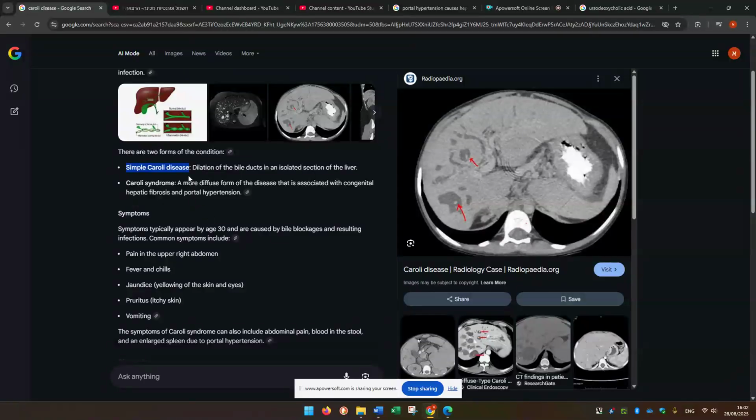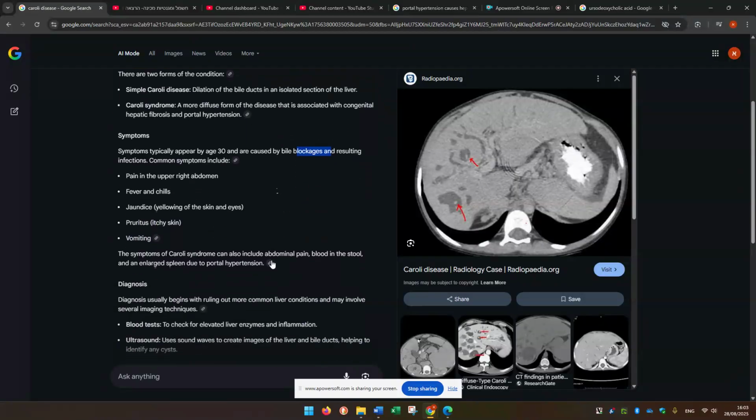Now, what are the symptoms? Again, simple Caroli can be totally asymptomatic, or it can be symptomatic. If it's symptomatic, it's because of the biostasis and the scarring of the bile system, so cholangitis. And as you can understand, cholangitis can come with pain in the right upper quadrant, fever, jaundice, pruritus, vomiting, all the symptoms of cholangitis, and cholecystitis, because it can also cause bile blockage, stones, and everything.